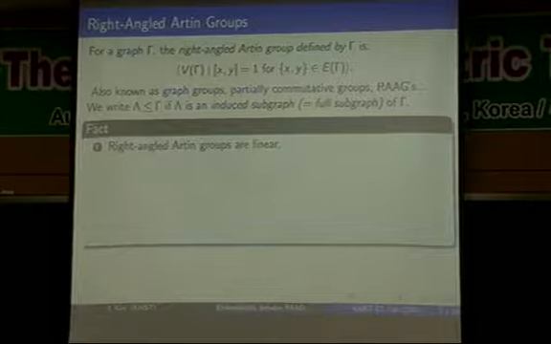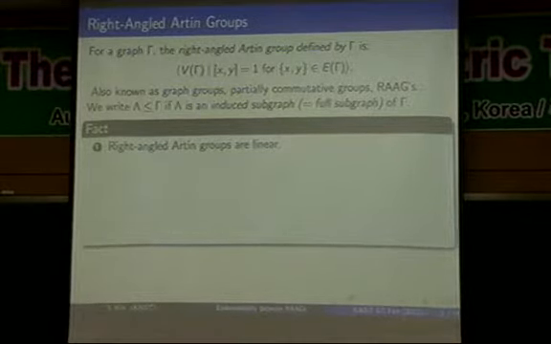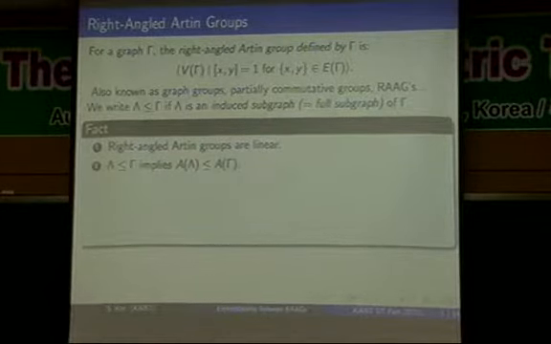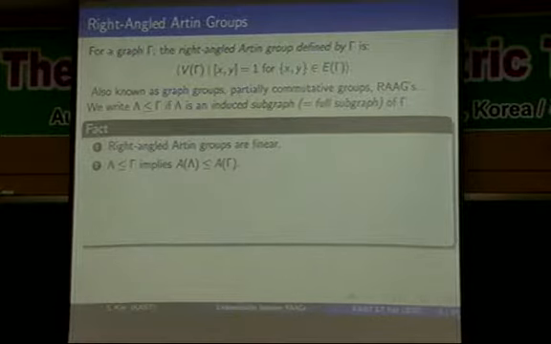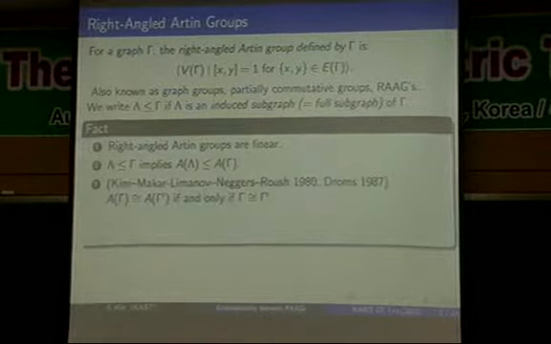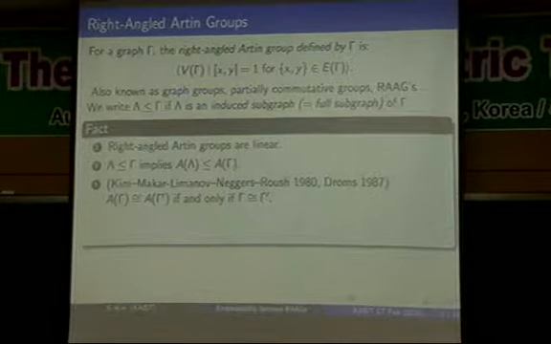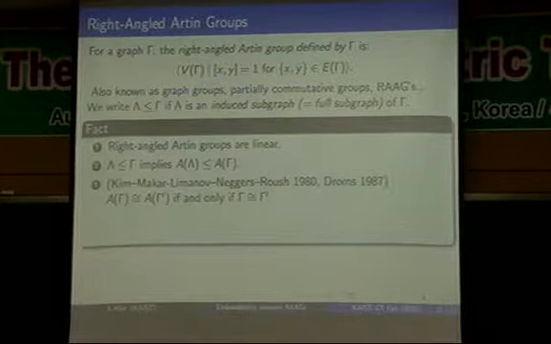And elementary facts include that right-angled Artin groups are linear. Actually, right-angled Artin groups are subgroups of a more familiar object called Coxeter groups. And if you have an induced subgraph, that will generate subgroup relations between right-angled Artin groups. And also, two right-angled Artin groups are isomorphic if and only if the two graphs are isomorphic as graphs. So, in some sense, studying right-angled Artin groups is equivalent to studying finite graphs.